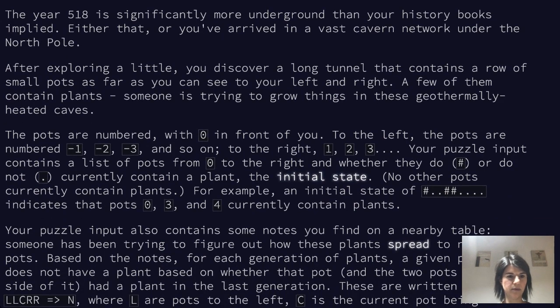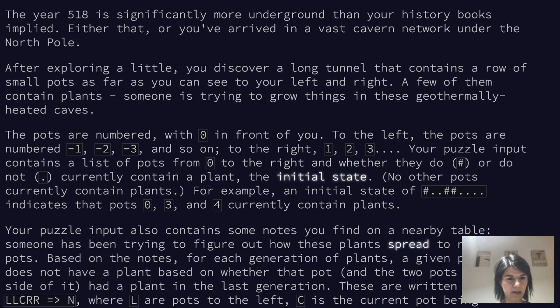The pods are numbered with 0 in front of you. To the left, the pods are numbered -1, -2, -3, and so on. To the right, 1, 2, 3. Okay, so if I spread out my arms left and right, that's where the pods are going. So 0 in front of me, and then -1 and +1.